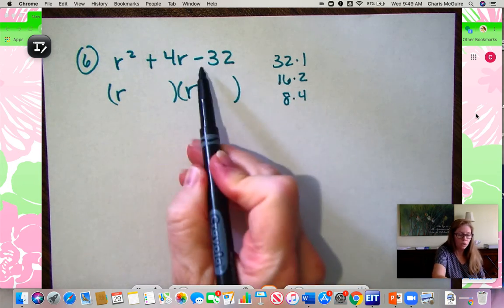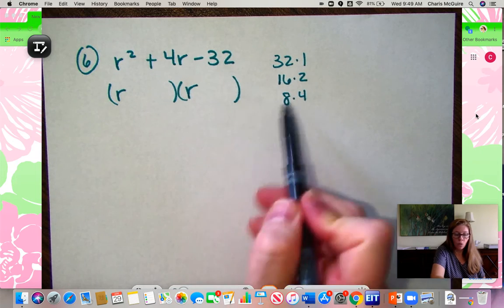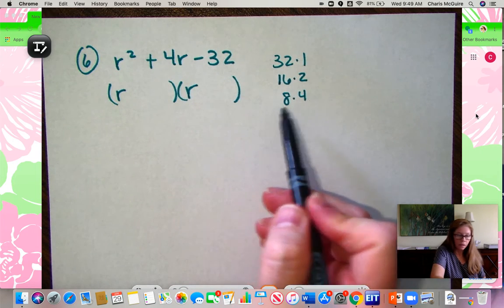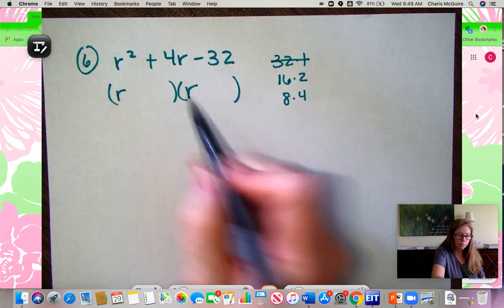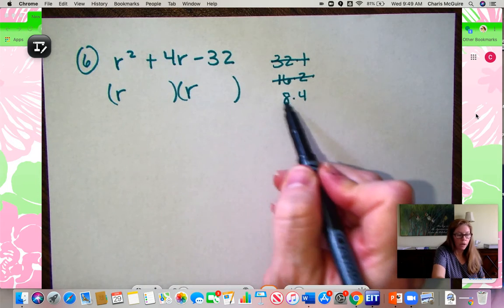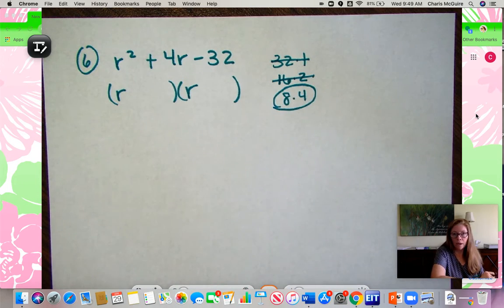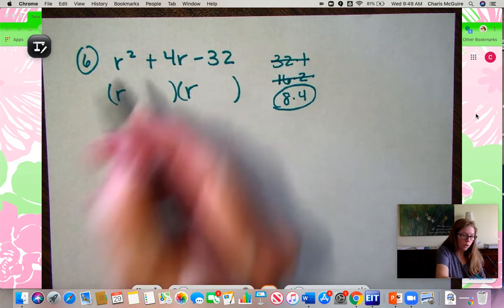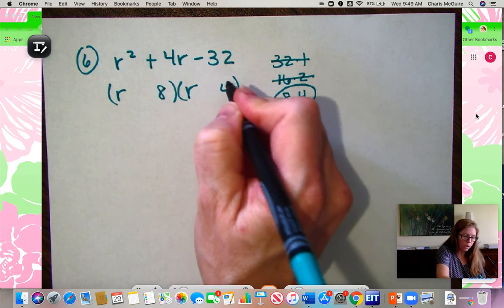Now I told you this is negative, so we subtract these. This does not make a 4. This does not make a 4. There you go. That 8 minus 4 is 4. So we're going to put the 8 and the 4 in.